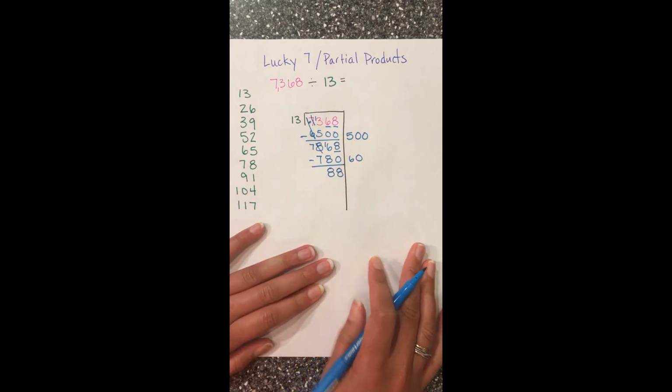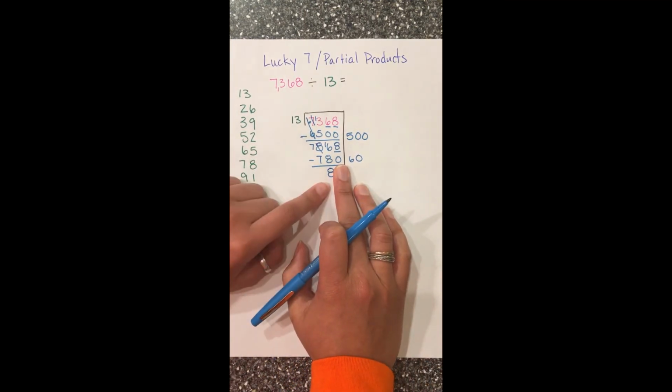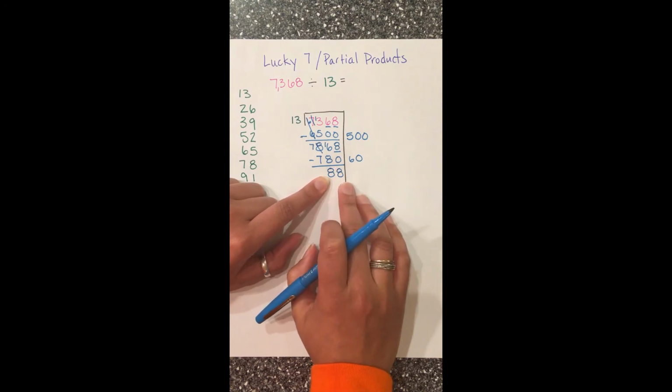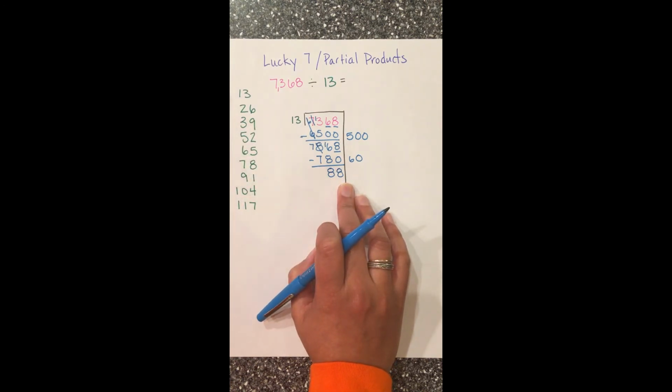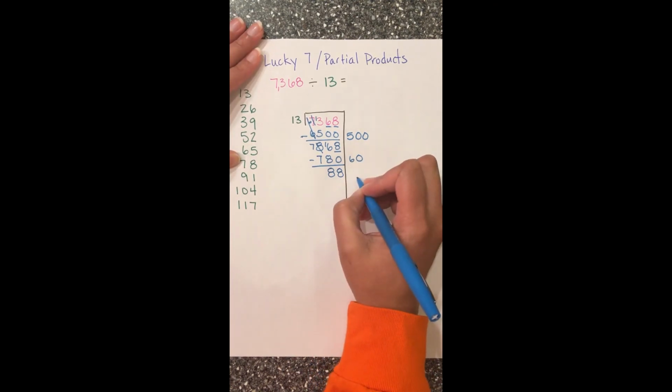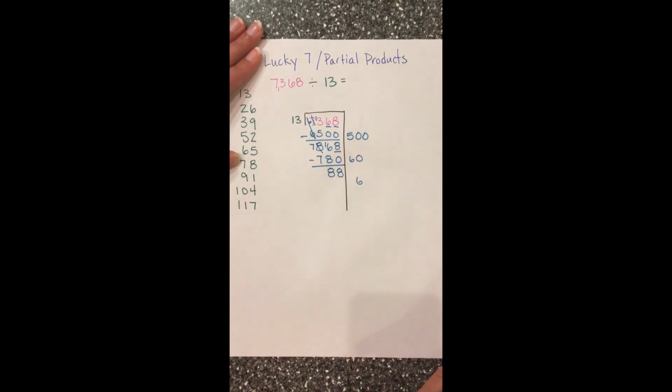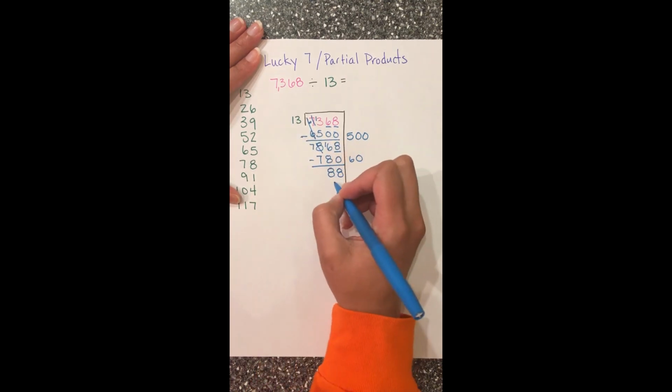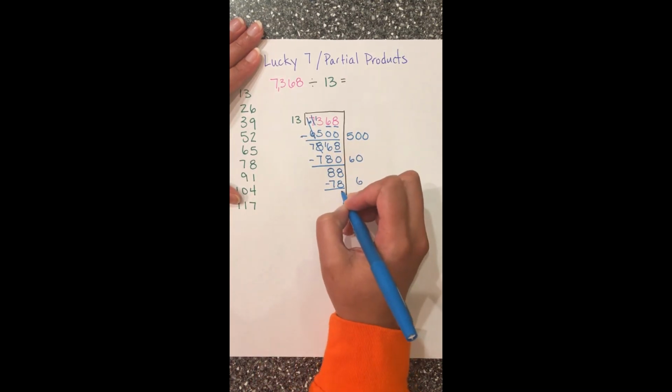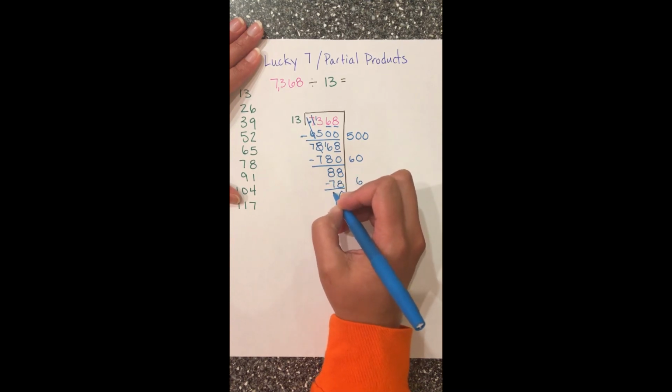Then we do it all over again. We look and we think, how many times can 13 go into 8? Well, it can't. So we go over and we go, how many times can 13 go into 88? We look at our multiples. Again, it is 6. This time it's just 6 because we're not covering up any numbers. So we go 13 times 6 is 78. Then we go 8 minus 8 is 0. 8 minus 7 is 1.